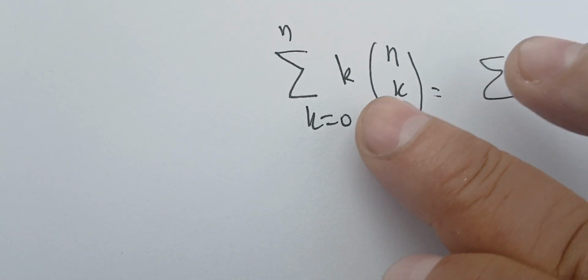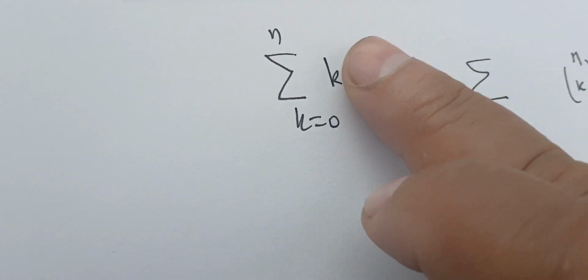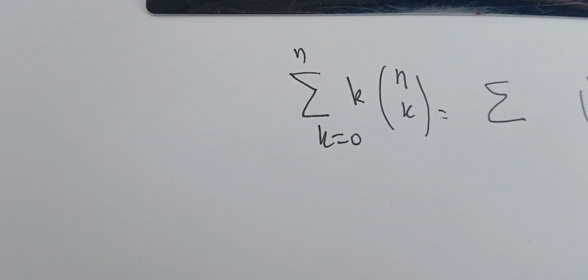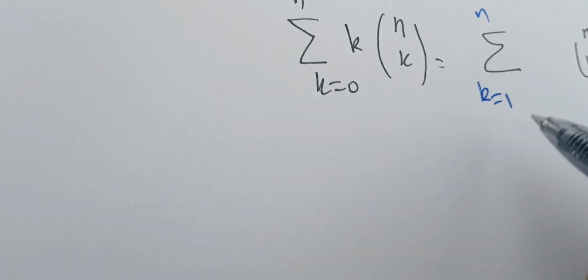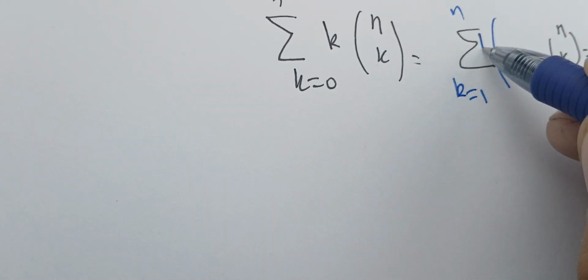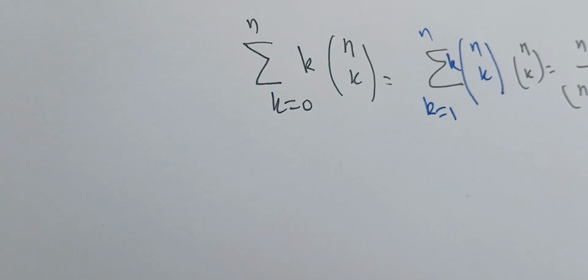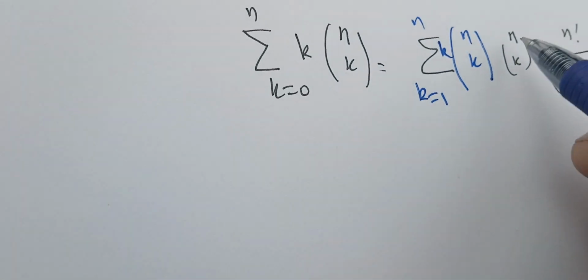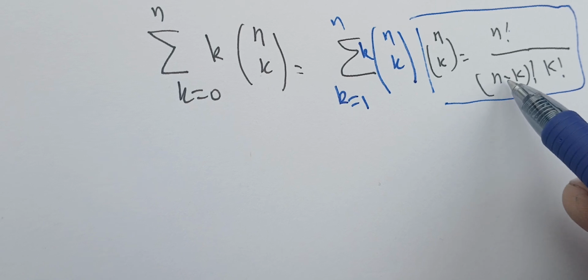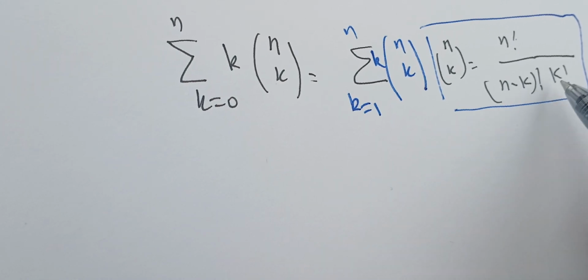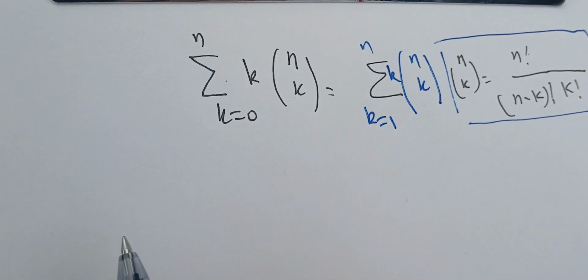Note that since k is going from 0, when k is 0, this term will be 0, and therefore we can write this sum as k going from 1 to n of k times n choose k, because when k is 0, it's 0. Remember that n choose k can be written as n factorial over n minus k factorial times k factorial. We're going to use this to get this result.